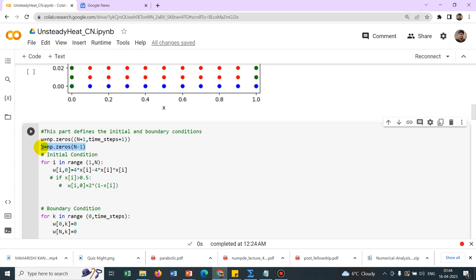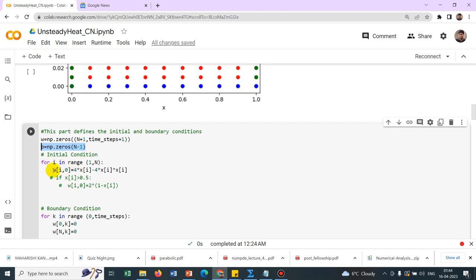Now, one thing is important. See, in np.zeros, we are basically taking n plus 1 numbers. Why? Because I have already discussed that if we are solving for 10 divisions, we need 11 grid points, and that is why in this particular case n plus 1 has been taken. And in b np.zeros, n minus 1 elements have been taken. So I'll talk about it.